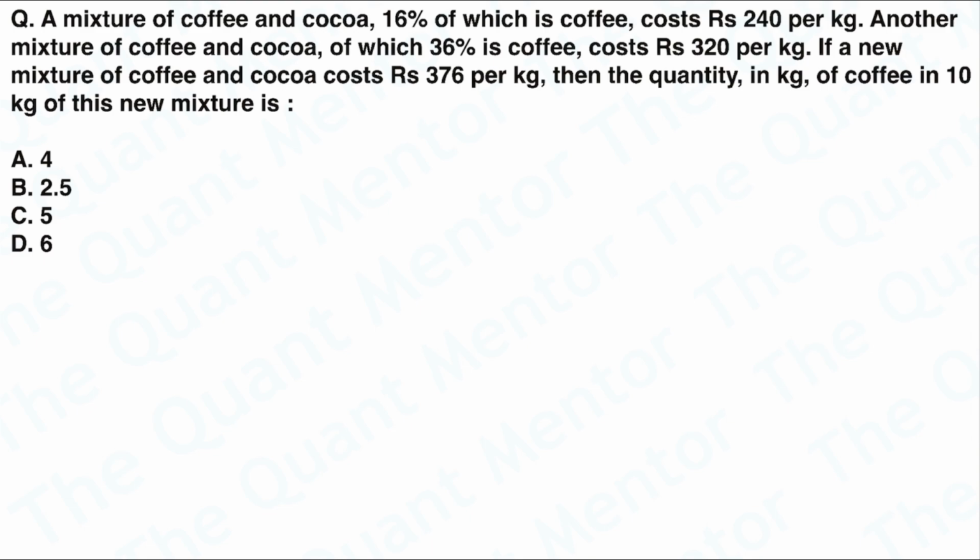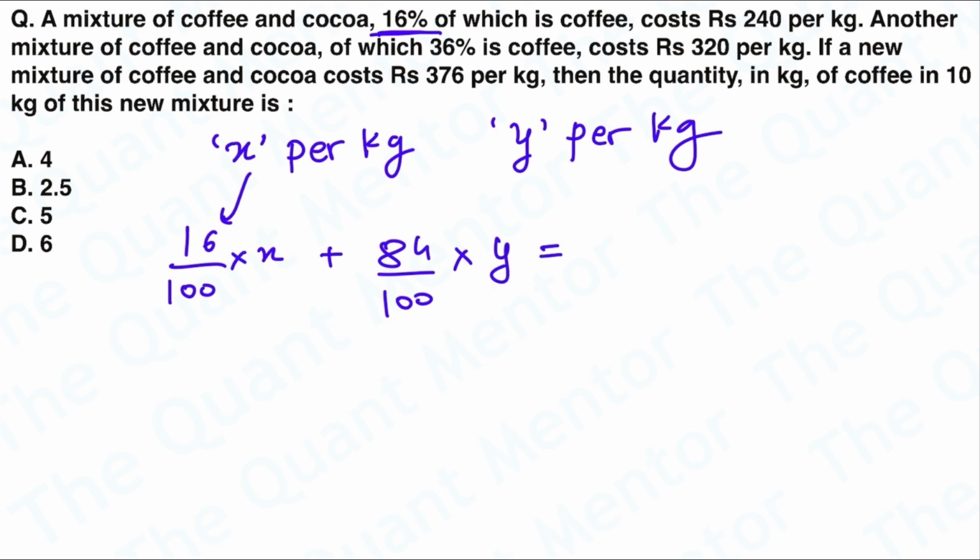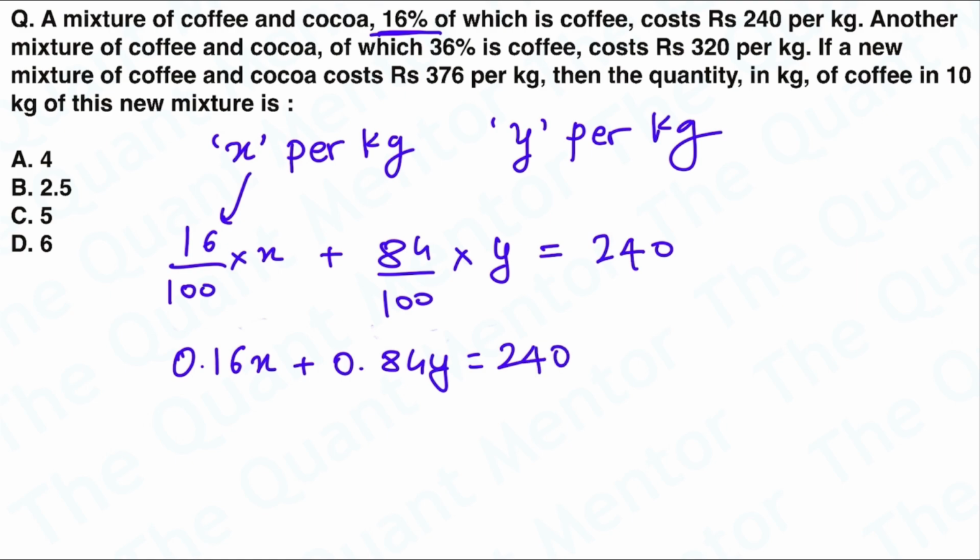So first of all, let's suppose the price of coffee is rupees X per kg, and the price of cocoa is rupees Y per kg. So from the first condition, if I take 16% of coffee, the price of coffee will be 16% of X. So 16 upon 100 into X plus, if 16% is coffee, 84% is cocoa. So the price of 84% cocoa shall be 84 upon 100 into Y. So total price is 16X upon 100 plus 84Y upon 100. That will be rupees 240, right? So we can simplify this to 0.16x plus 0.84y is equal to 240. Okay, so from the first condition, we get this particular equation.